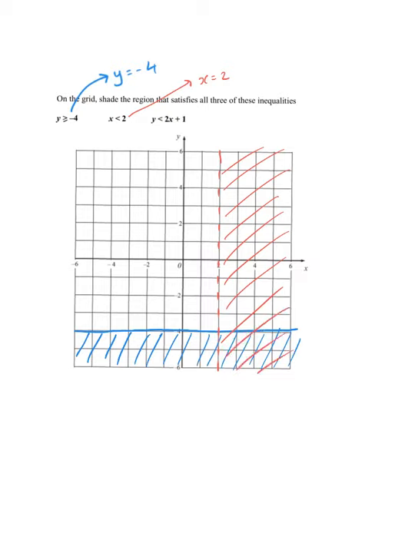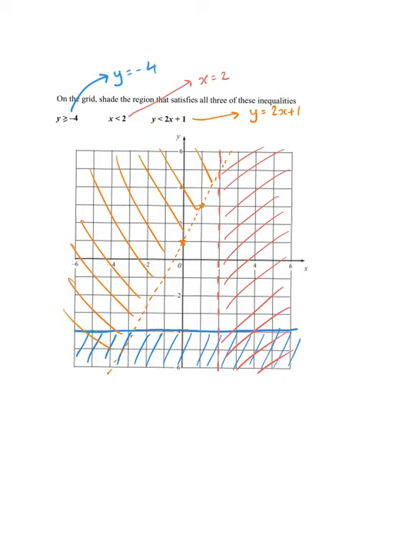And then for this final part of it here, I'm going to draw the line y equals 2x plus 1. So if you remember, that goes through 1, gradient of 2, and it's again a dotted line because it's just less than, not less than or equal to. And again, I'm going to colour in the bit that I don't want to have.